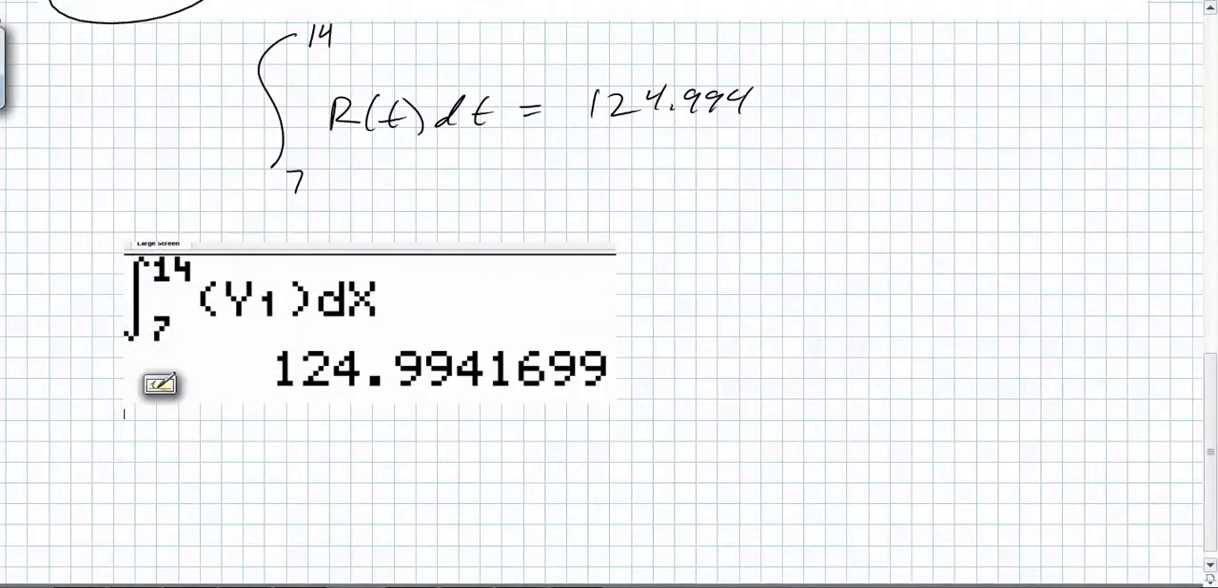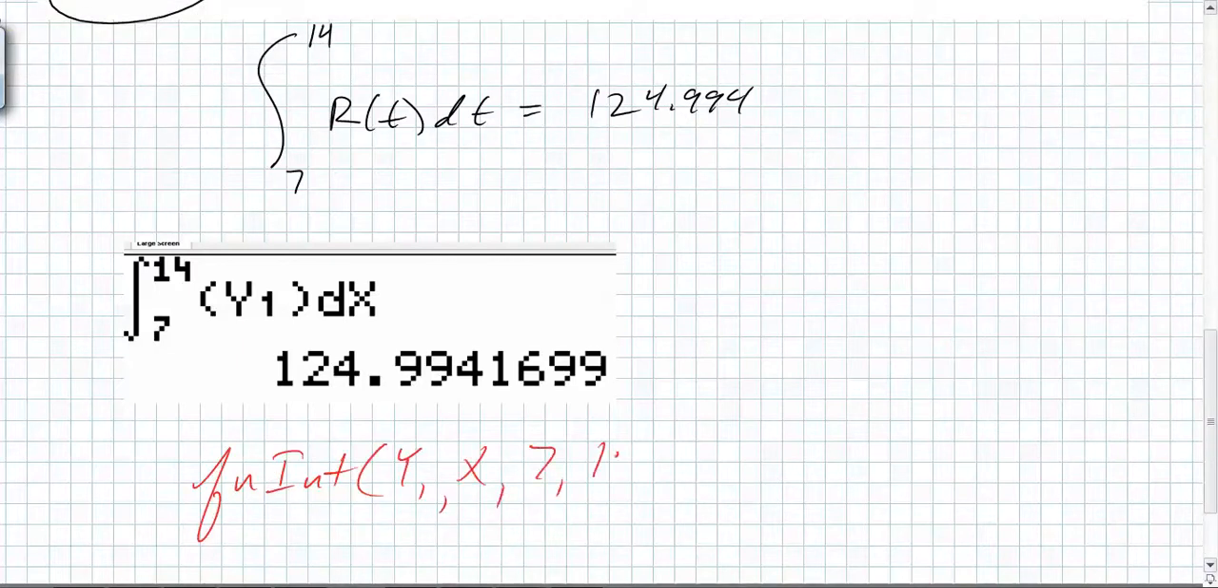But if you plug in y1, you're then going to have function int. It'll be fnInt, comma y1, comma x, comma 7, comma 14. And you should end up with pretty much the same thing. The decimals might be a little different because is your calculator numerically doing this integral? No, your calculator's estimating it. It's literally just doing a whole bunch of rectangles and adding them up. Literally. It's not doing algebra. It's not doing calculus. It's doing an estimate.